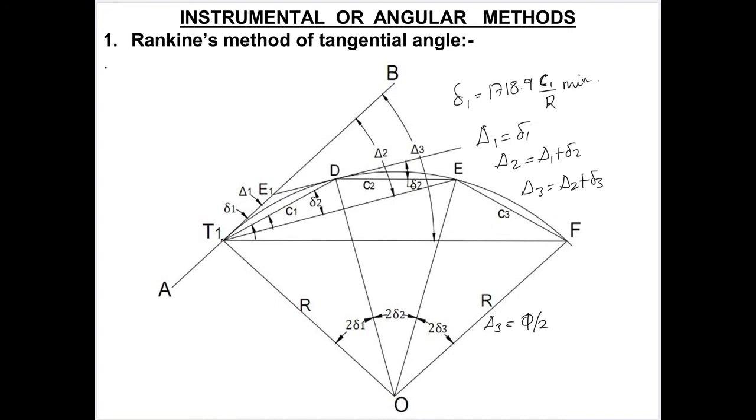Then pin down the zero end of the chain or tape at your T1 and hold the arrow at the distance on the chain equal to the length of the first chord, that is T1D, and swing the chain around your T1 until the arrow is bisected by the crosshairs, thus fixing the first point D on your curve. So we can get the first point D in this manner.